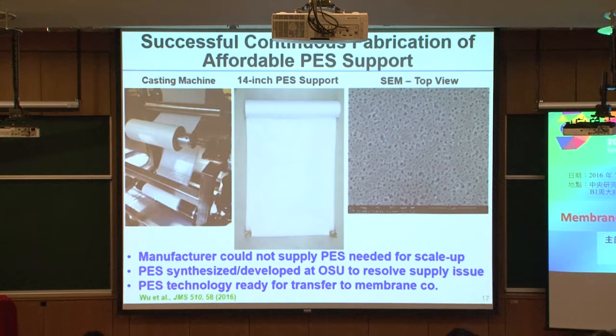So initially we make a polyether sulfone support through our machine with the roll-to-roll operation. As mentioned, we make it 14 inches wide. And here is the top view by SEM. It's about 70 nanometer pore size. We use this as a substrate. Then we can deposit the nanoparticle on the top, and then we put another polymer layer on the top.